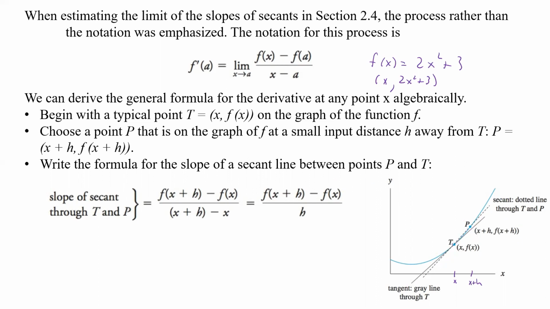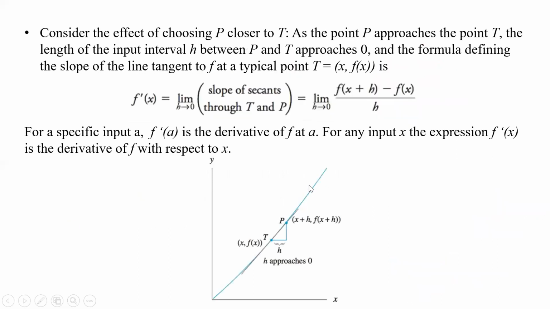So now we have to write the points and find the slope. How do we do that? We just take the change in y over the change in x. The change in y is f of x plus h minus f of x, this point minus this point, over x plus h minus x. When we do that, the x cancels, and we just have h in the denominator. So the slope of the secant through t and p is f of x plus h minus f of x, all over h. Now we can find the limit of this, as h goes to 0.